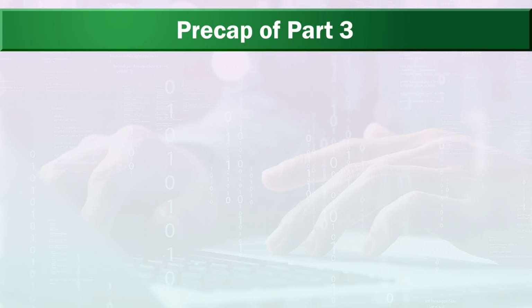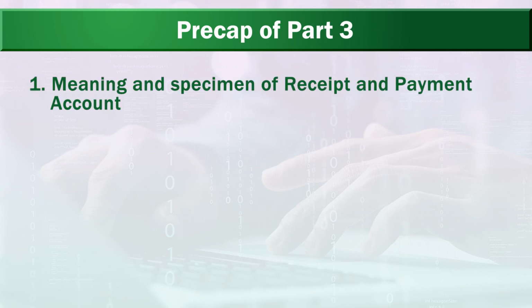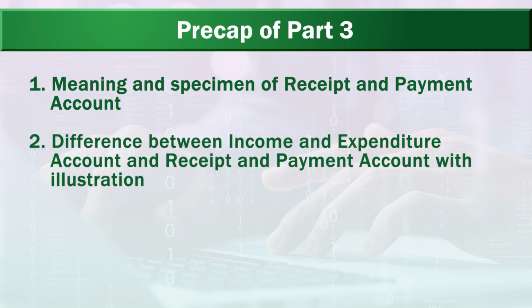In part 3 of accounting for non-trading concern, we will study about 1. Meaning and specimen of receipt and payment account. 2. Difference between income and expenditure account and receipt and payment account with illustration.